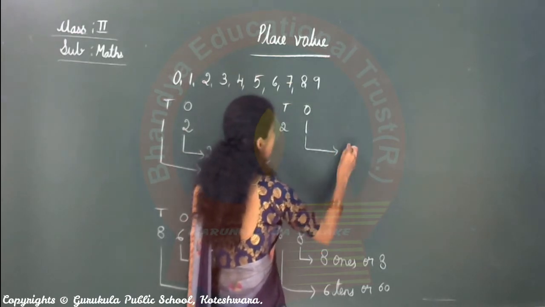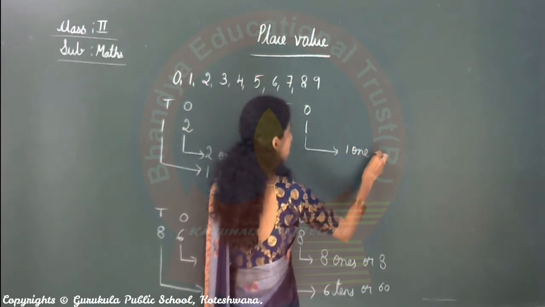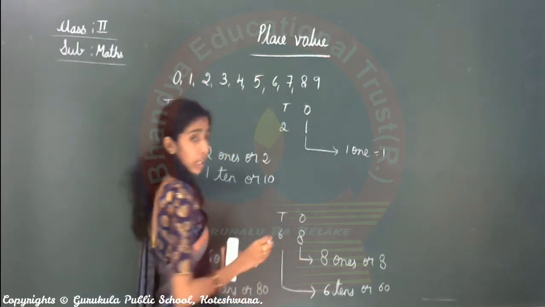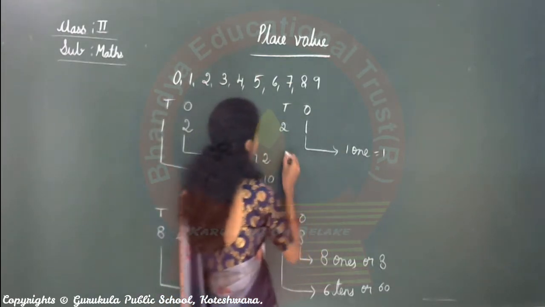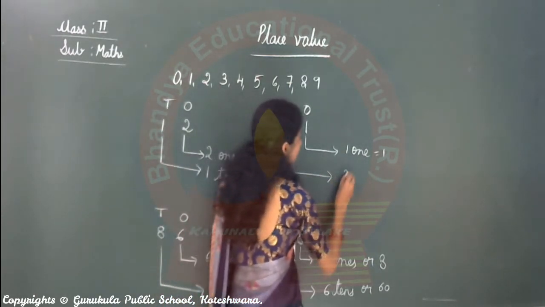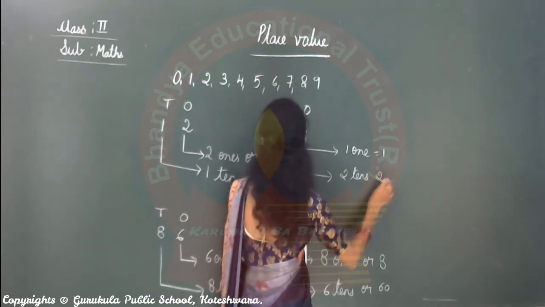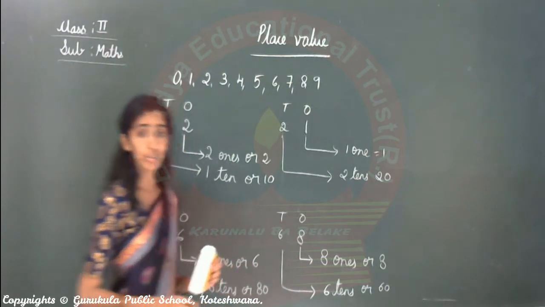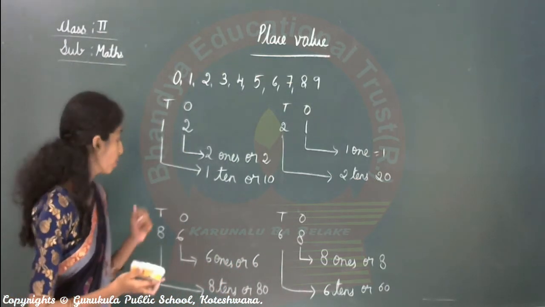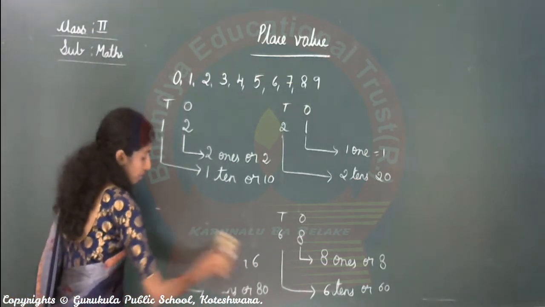Here 1 is in the ones place, so it is 1 one, so it is 1 only, and 2 is in the tens place, so 20. Understood, no children? Okay, now you tell the answer. Now I will ask you.